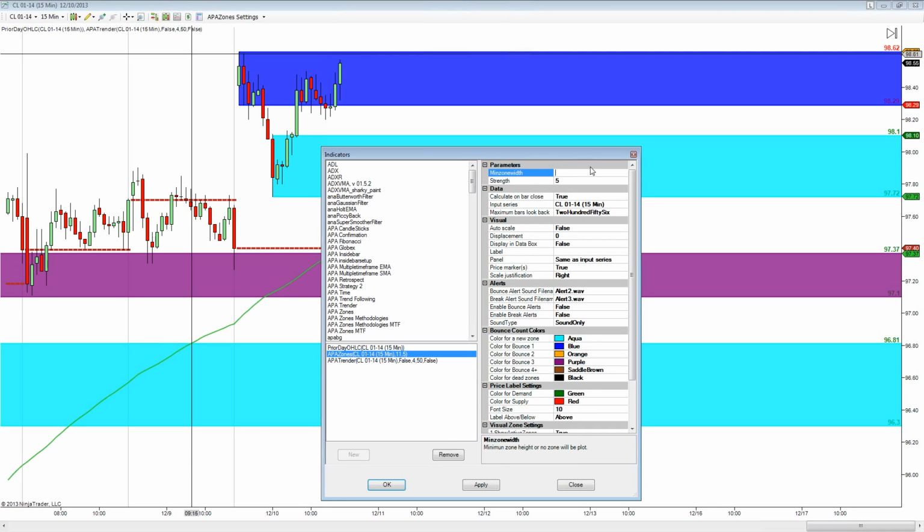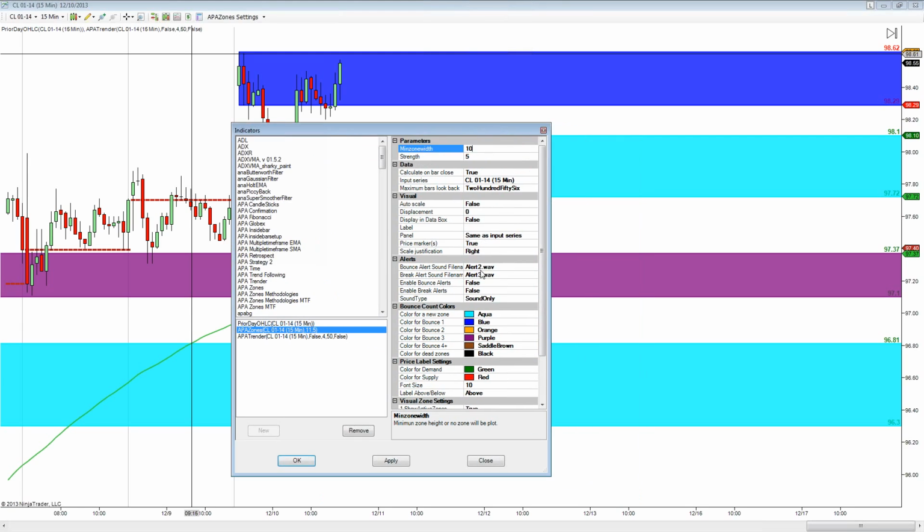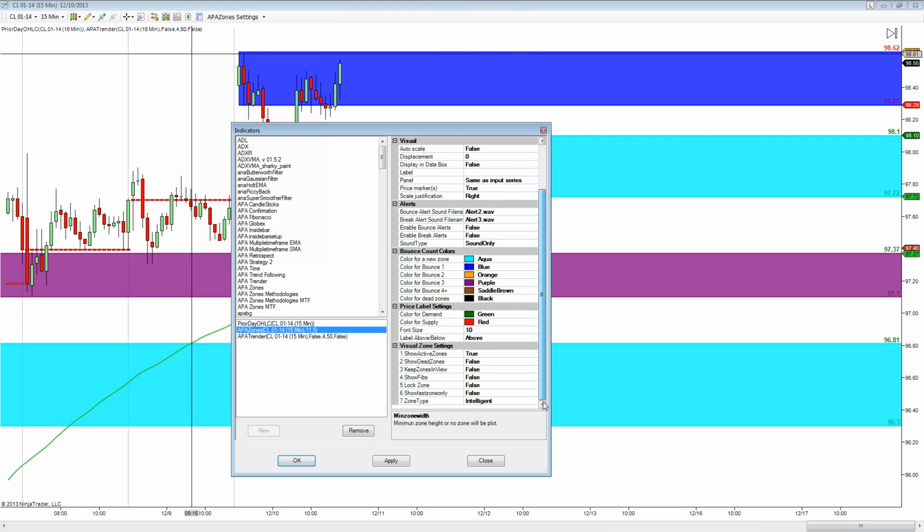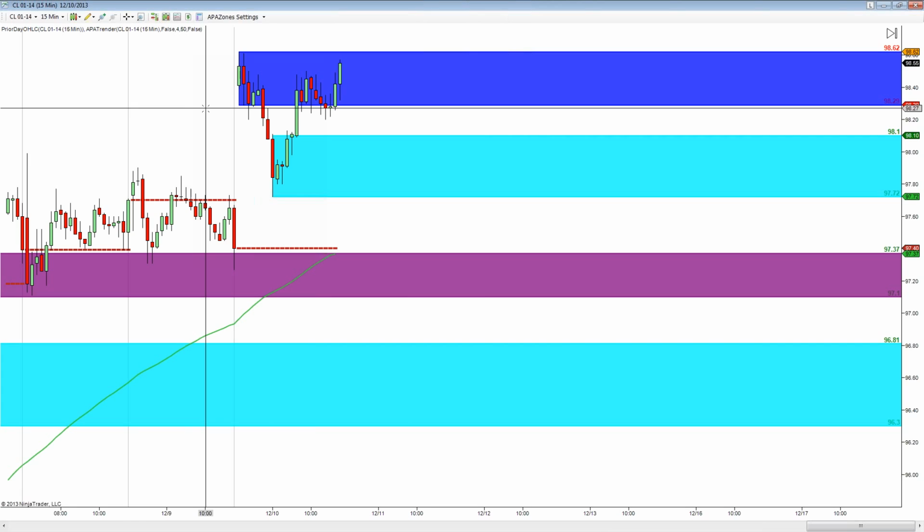But if you want to adjust that, this was a user-requested feature. One of the other APA Zones users asked for this feature so that they could only look at zones that were 10 ticks in width. So I tried to do quite a bit of that type of thing in this release of the new APA Zones. So that's a big change there.